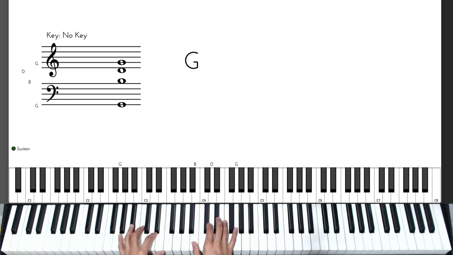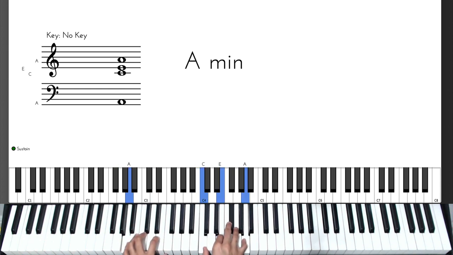the same applies to any other chord. In the case of G major, the fifth is D. A minor would be E.